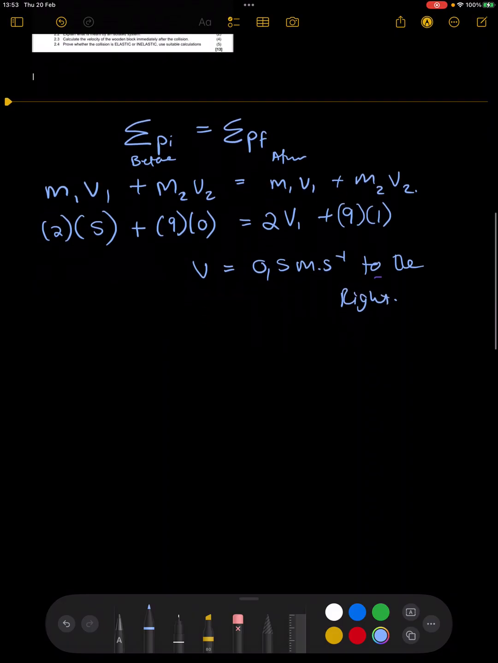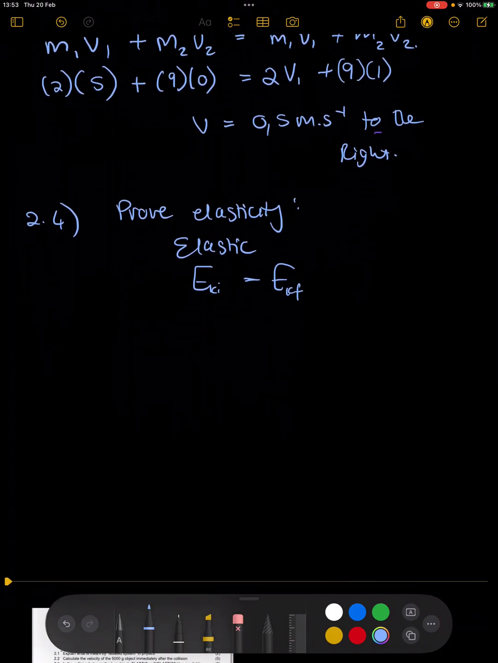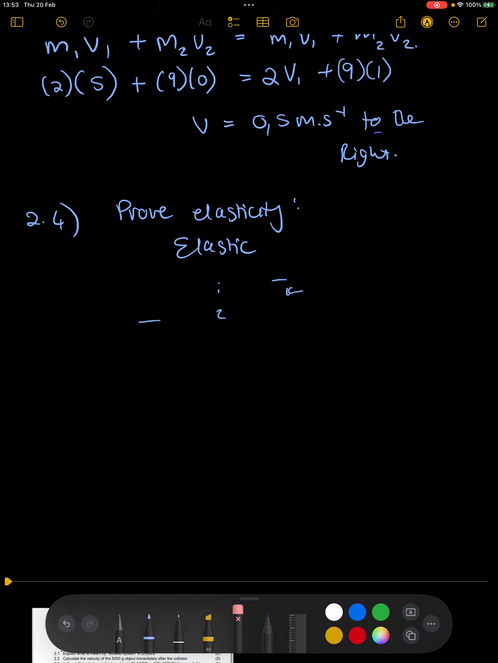Now the second question, they're asking us to prove if it's elastic or inelastic. To prove elasticity, if something is elastic, it means that the kinetic energy before is equal to the kinetic energy after. Remember, the formula for kinetic energy is half mv squared. So you're going to take the total kinetic energy before and see if it is the same as the total kinetic energy after collision. Let's start by calculating the kinetic energy before the collision.